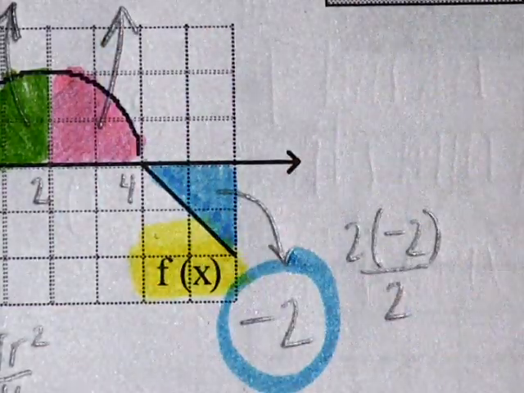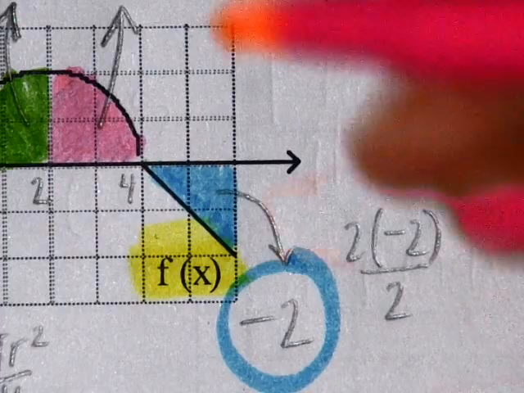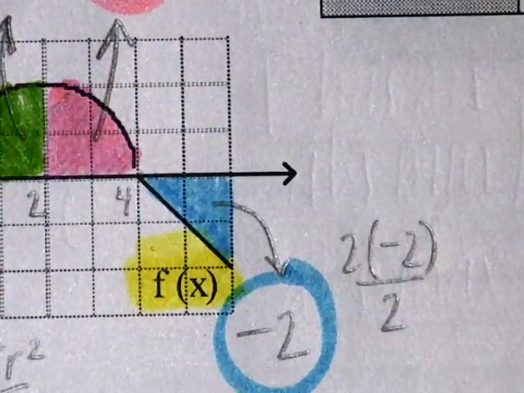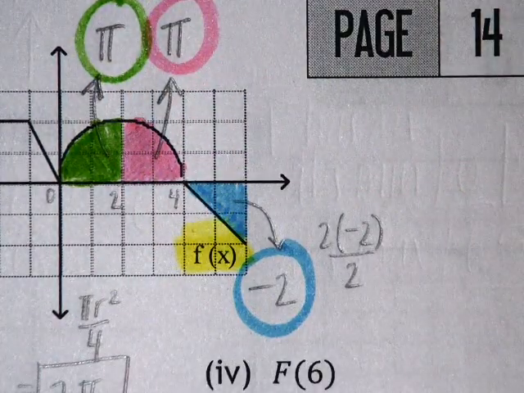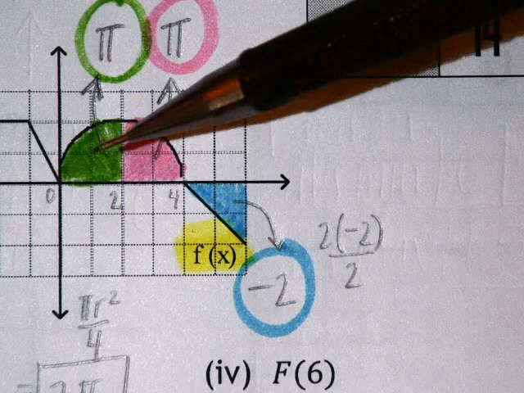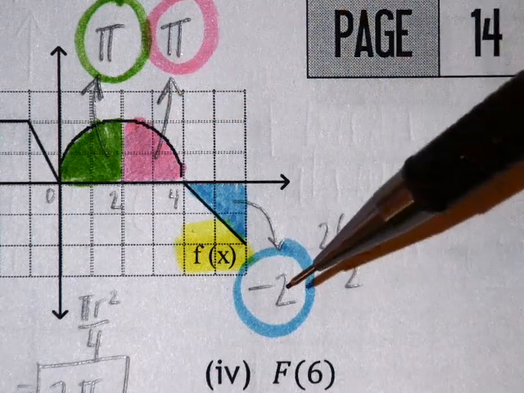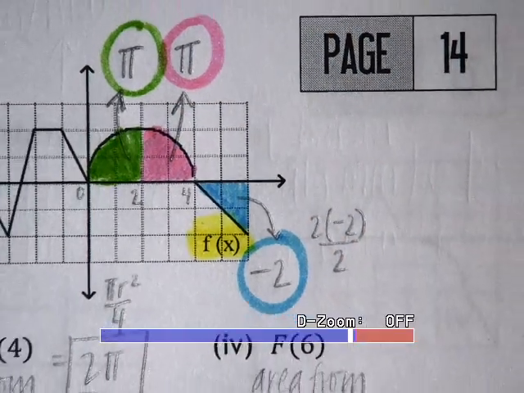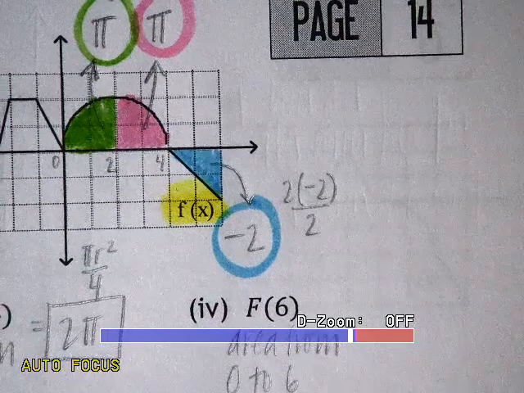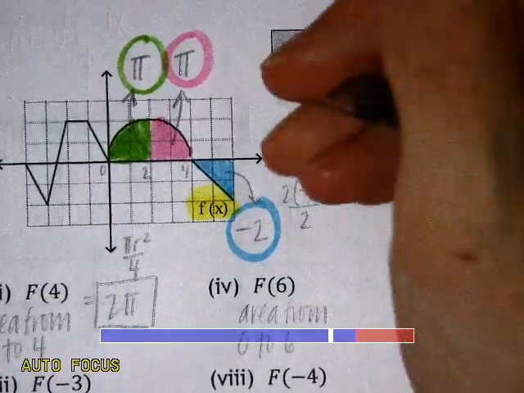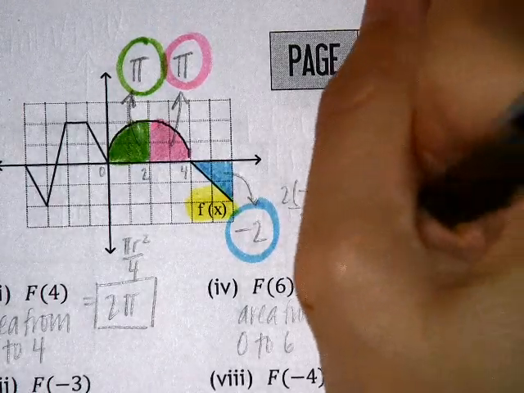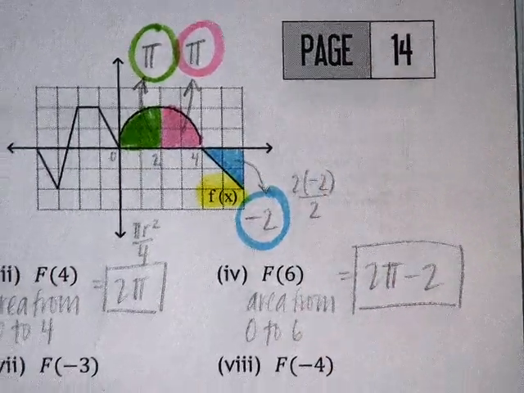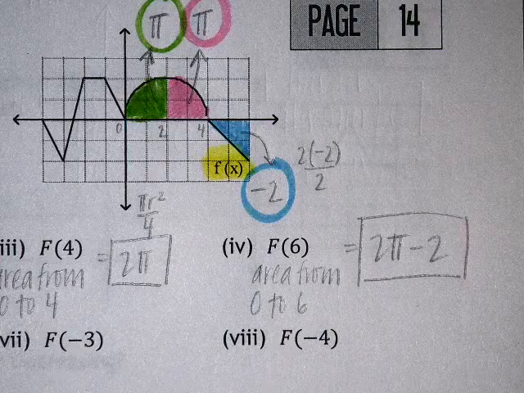So color coding or doing something like this could be helpful so you can keep it straight, because at this point, now we have 3 different regions that we have to add up in order to find the total area from 0 to 6. I have pi plus negative 2, and the only clean way of writing that, if we don't want to get into decimals, is to simply call it 2 pi minus 2. You can turn it into a decimal if you want to, but it would never be expected of you.